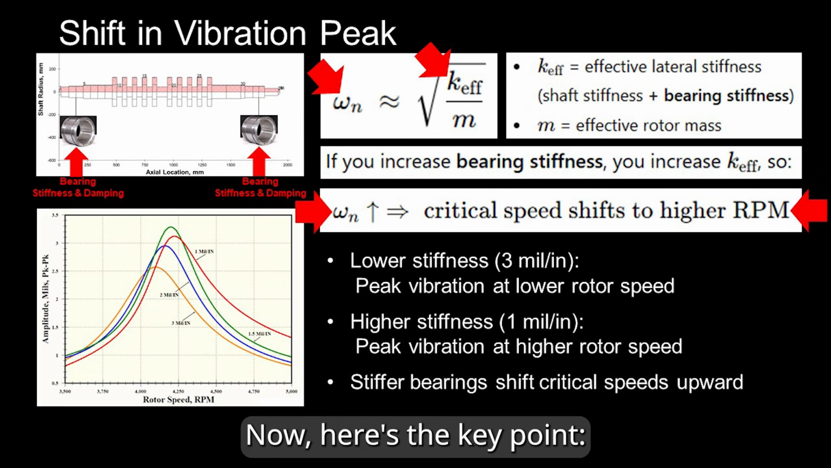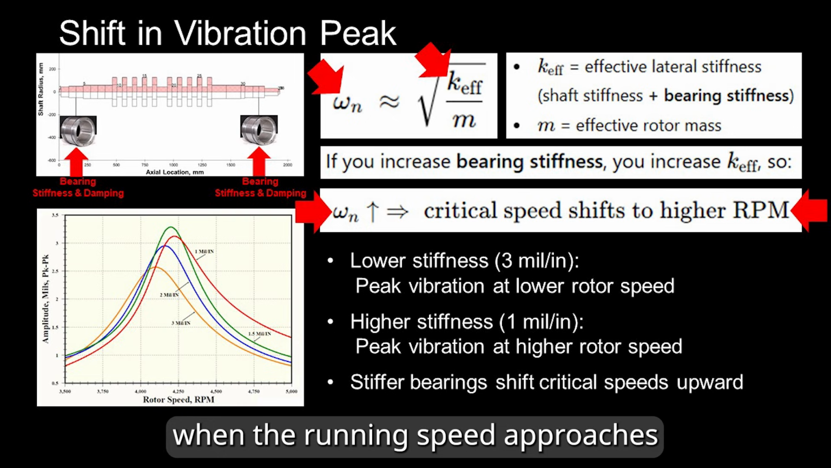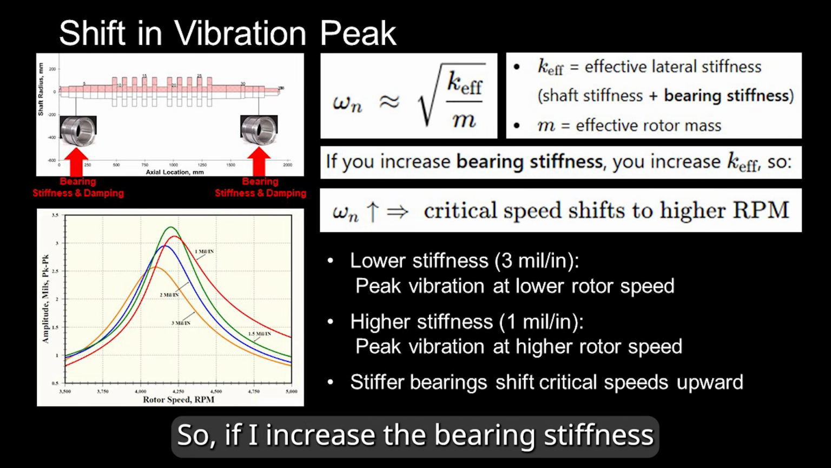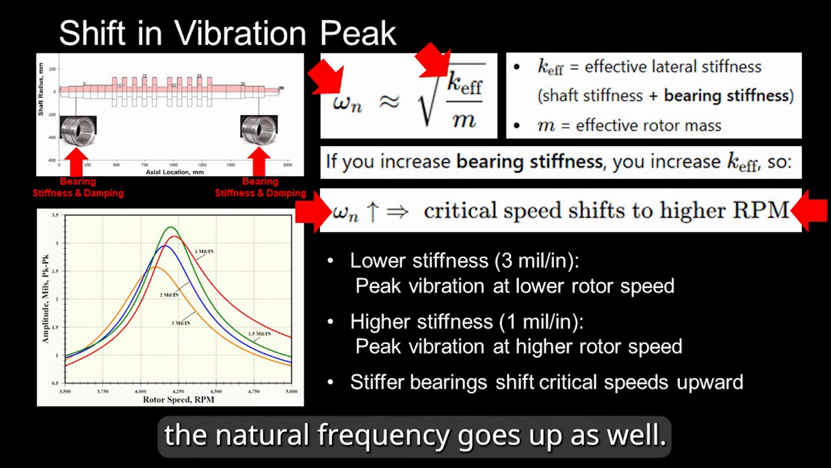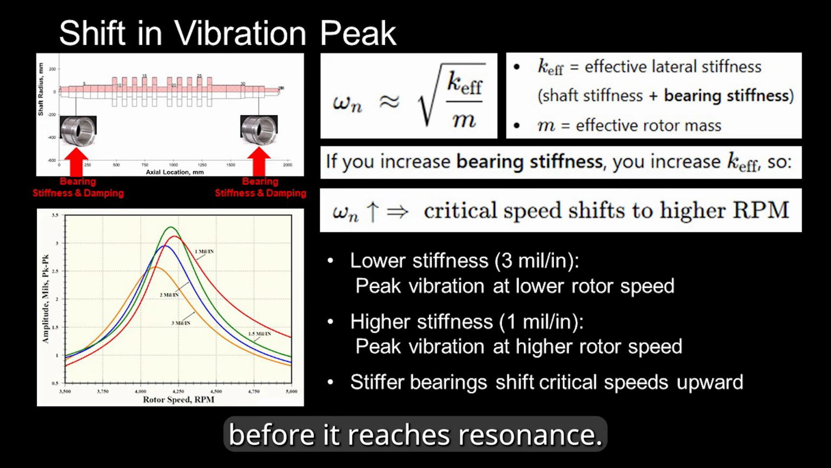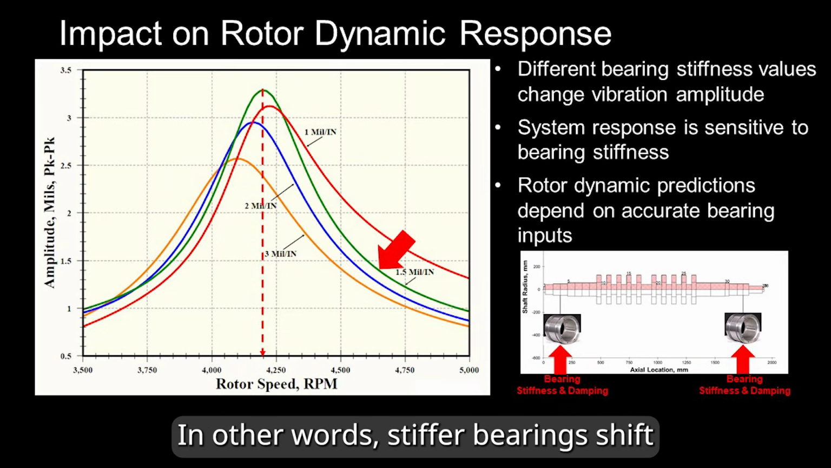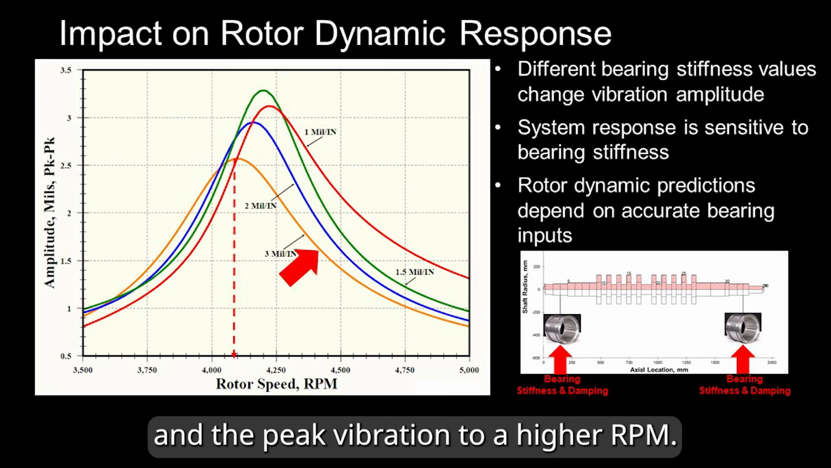Now, here's the key point. The peak vibration occurs when the running speed approaches the natural frequency. So if I increase the bearing stiffness, I'm increasing the overall system stiffness. And when stiffness goes up, the natural frequency goes up as well. That means the rotor has to spin faster before it reaches resonance. In other words, stiffer bearings shift the critical speed and the peak vibration to a higher RPM.